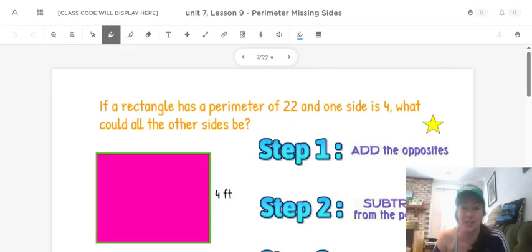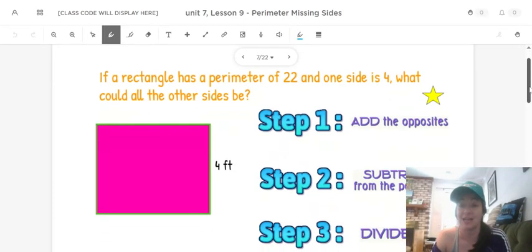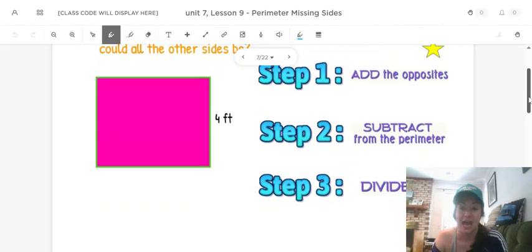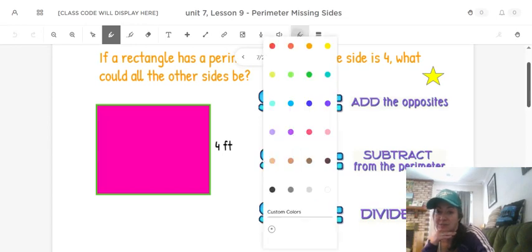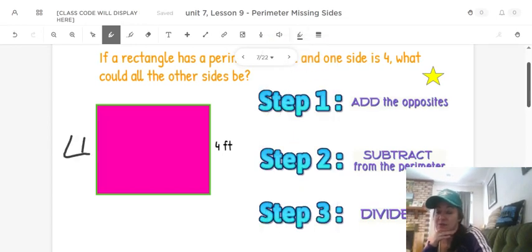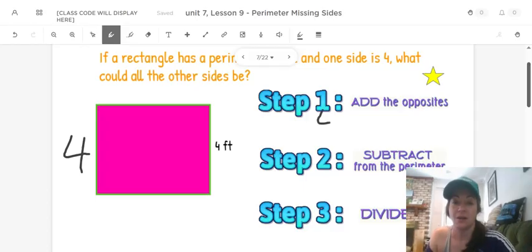Here is just another explanation of what to do to solve that. If a rectangle has a perimeter of 22 and one side is 4, what could all of the other sides be? So here are your steps. Add the opposites together. All right, so I'm going to put that in black. There we go. 4 plus 4. All right, 4 plus 4 equals 8.